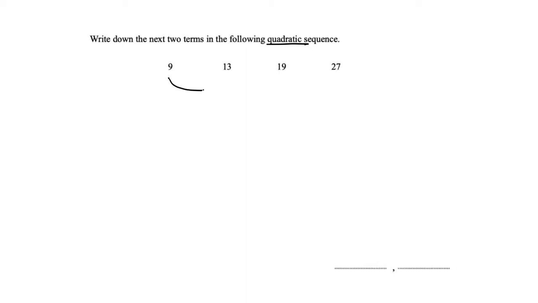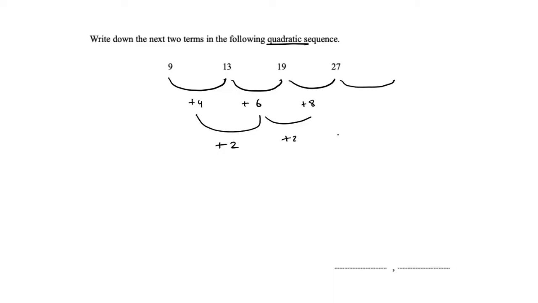So 9 to get to 13, you need to add 4. 13 to get to 19, you need to add 6. 19 to get to 27, you need to add 8. Now, as you can see, these differences each have a difference of 2. So the next one is also going to have a difference of 2. You're going to add 2 again.